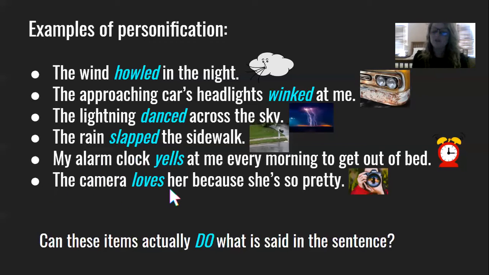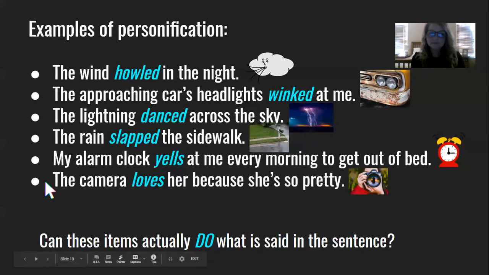Or the camera loves her because she's so pretty. Cameras really aren't capable of loving anybody because they're not human. So can you see where we're giving something that's not human the ability to do something that a human can do? So that's personification. So I think these are some good examples. And if we ask our question down at the bottom, can these items actually do what is said in the sentences? We probably are going to say no, right? They can't actually do that.